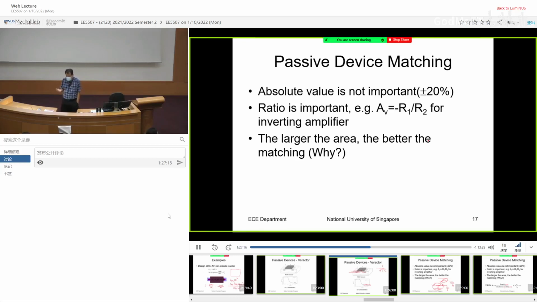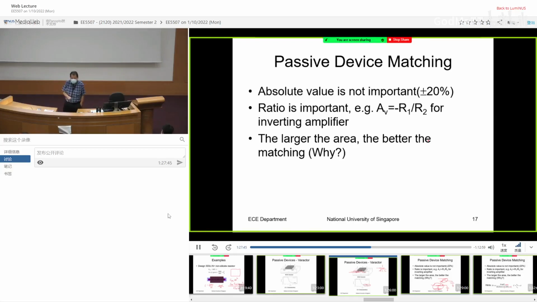A very clear-cut example is inverting amplifier gain. It depends on R2 over R1. So it's a ratio, resistor ratio. Although I cannot guarantee resistor value, I can guarantee resistor ratio very accurately. 1%. If it's not good enough, use bigger resistors, 0.1%. So the gain can still be accurately defined if you are talking about resistor ratio.